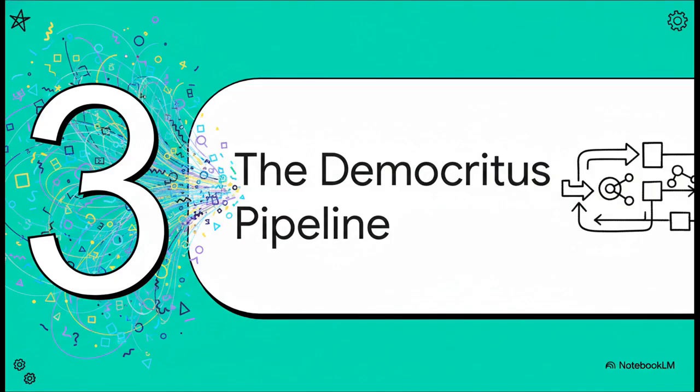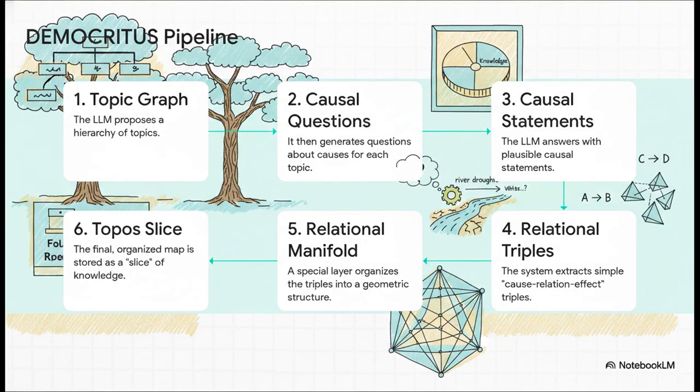And you can think of it as a pipeline that's designed to take all that chaotic knowledge and, step by step, weave it into a coherent picture. So let's walk through this. First, the AI breaks a huge subject down into smaller topics, kind of like an outline for a book. Then, for each of those topics, it starts asking and answering its own causal questions, like what causes a river drought? From there, the system boils the answers down into these simple little cause leads to effect statements.